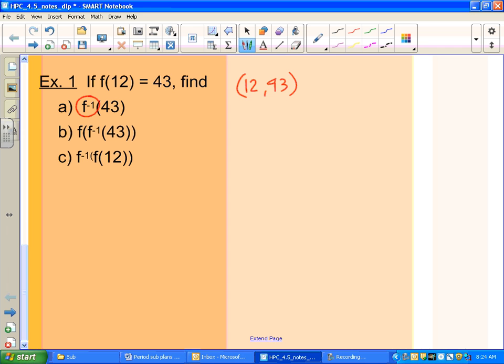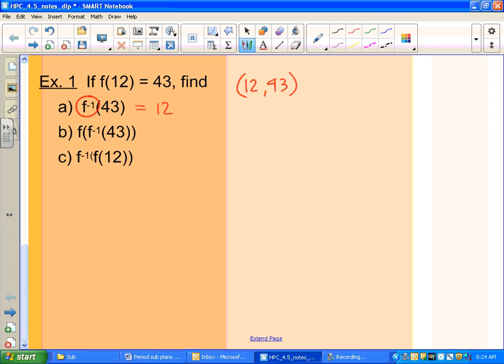And so that means if the 43 has become the x, that must mean that the 12 must now play the role of the dependent variable y. So I'm just swapping the roles. Inverse of 43, I'm thinking, let's put the y value in the x spot. And then we can keep expanding on this.